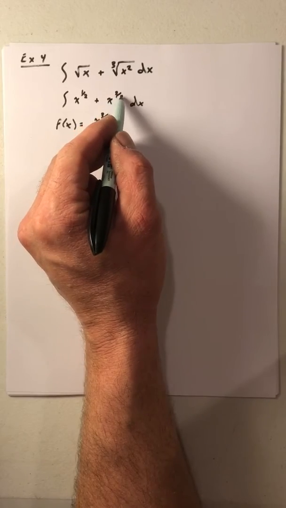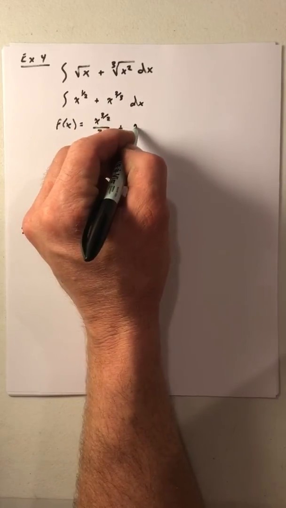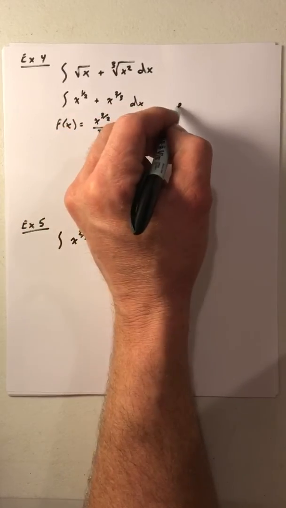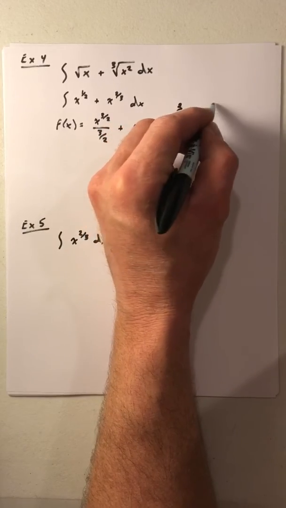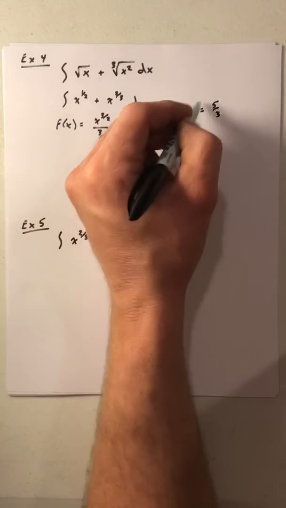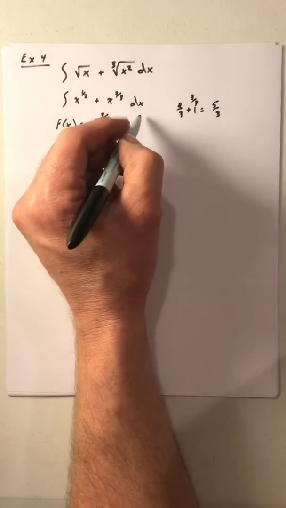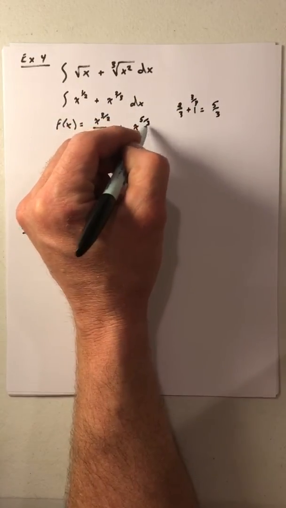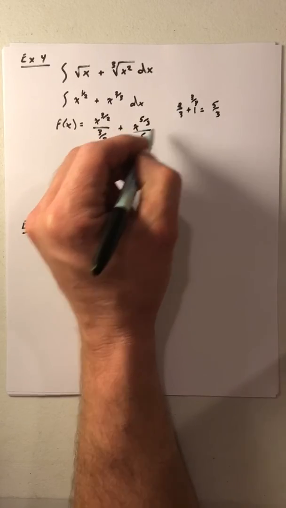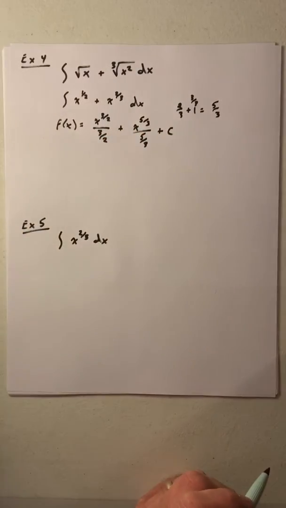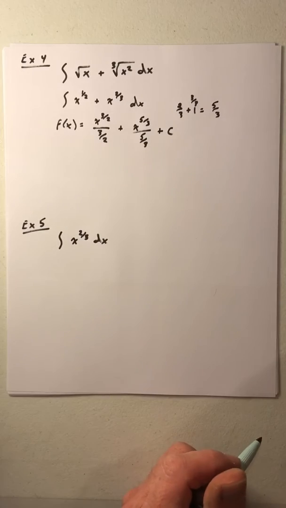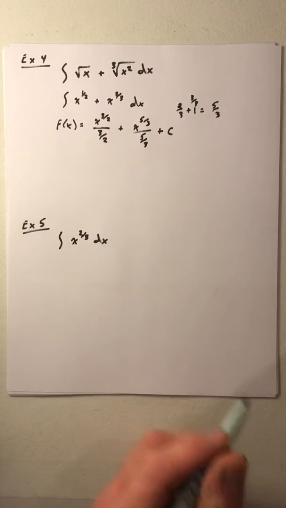plus x to the 2/3. If I increase that exponent by 1, 2/3 plus 1 gives me 5/3. Remember, 1 is 3/3. 2/3 plus 3/3 gives us 5/3. So we have x to the 5/3 over 5/3. Now we're not going to forget that plus c. Very vital that we have that there at this point in time.